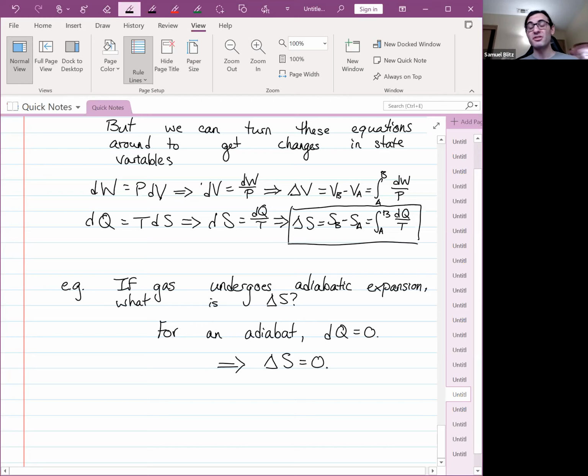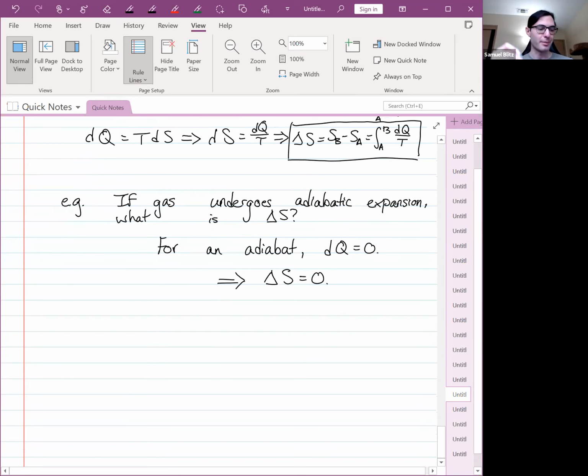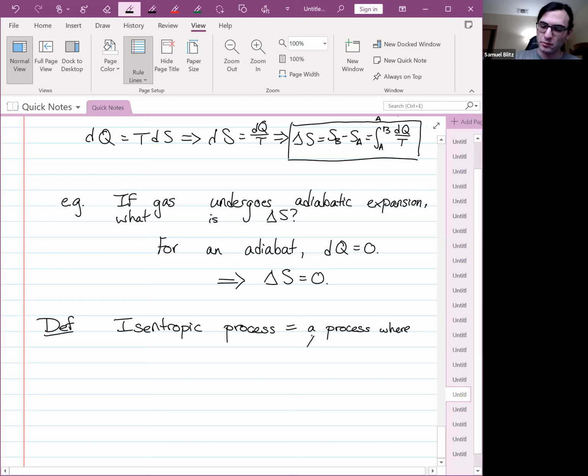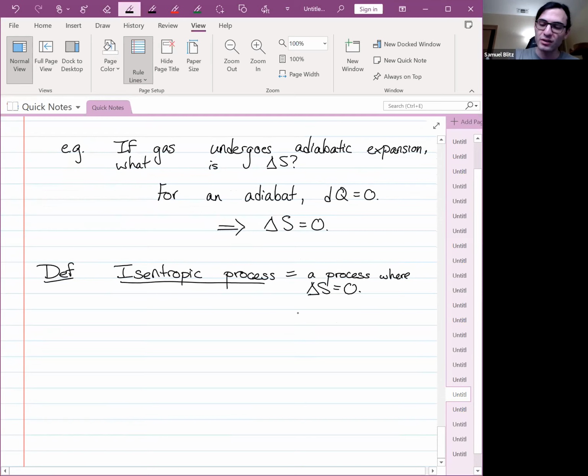So now we can finally finish our four special processes. We had isobaric, isochoric, isothermal, and then we had adiabatic. But now we have another word for an adiabatic process. We can define an isentropic process. This is a process where one of the state variables, in this case S, doesn't change. Just like how for an isothermal process, it's where delta T is 0, or for an isobaric process, it's where delta P is 0. An isentropic process is an adiabatic process.